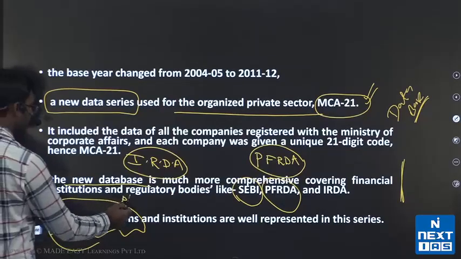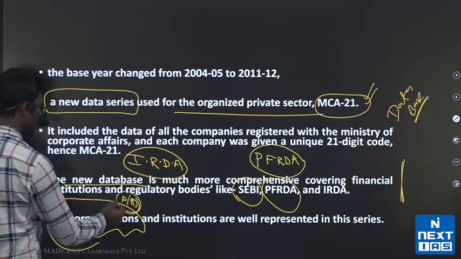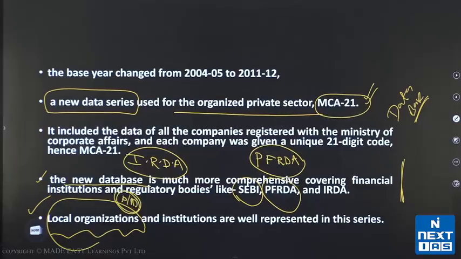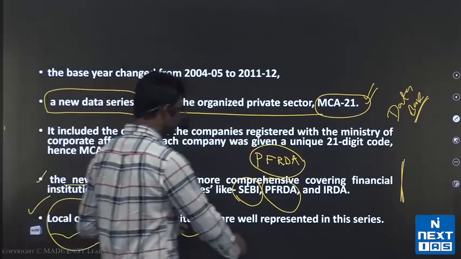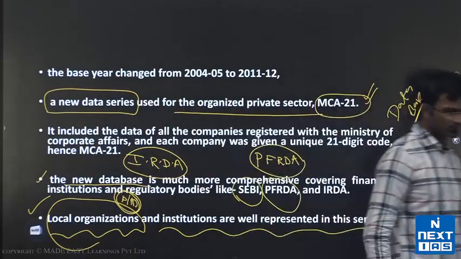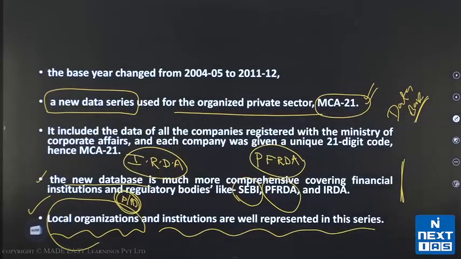Last point. Local bodies like panchayats and municipalities, their economic activities are tracked now. Local bodies such as panchayats and municipalities and institutions' activities are also added in the new data series. So what the panchayat is doing, what the municipality is doing, is also added to the new data series. Tomorrow you will get more clarity.